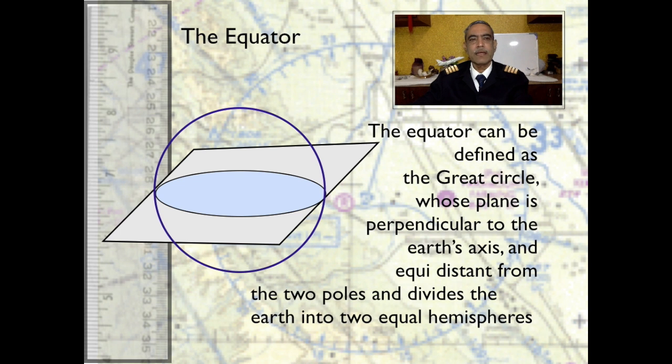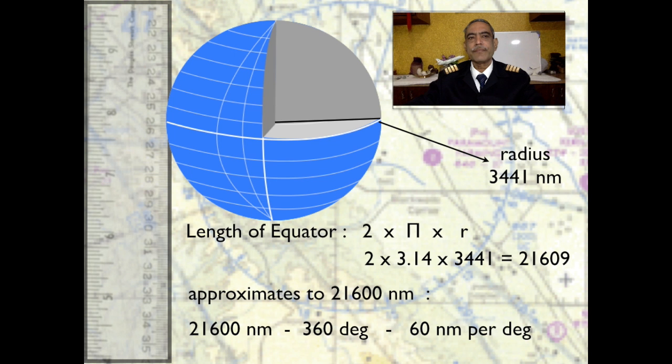Let me define something called the equator, which is a very important aspect of the form of the earth. The equator can be defined as a great circle whose plane is perpendicular to the earth's axis and equidistant from two poles and divides the earth into two equal hemispheres. It is very self-explanatory, so I will not dwell too much into the definition. Look a little more in depth.